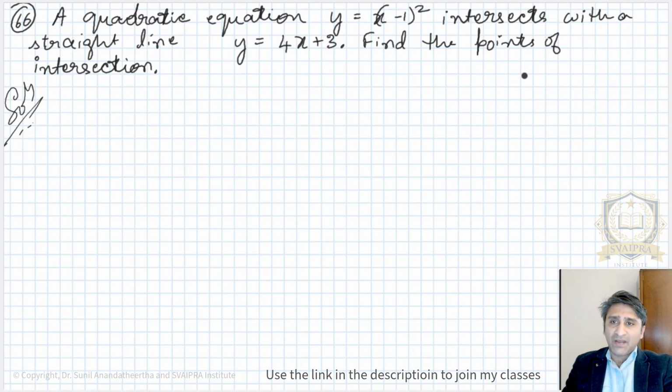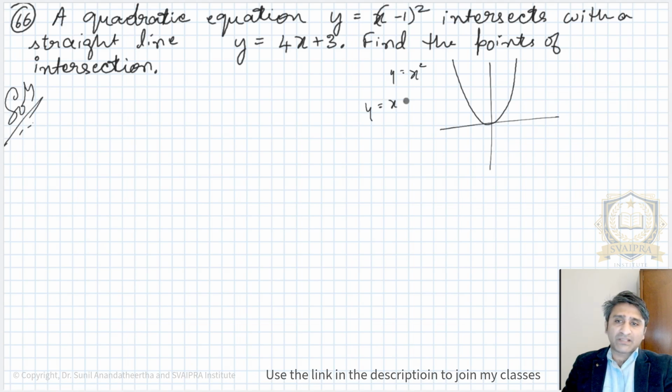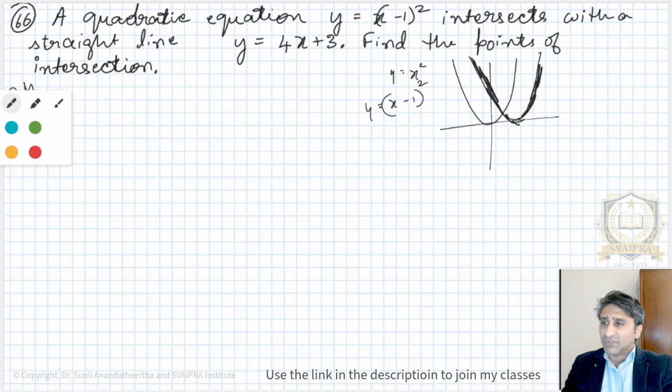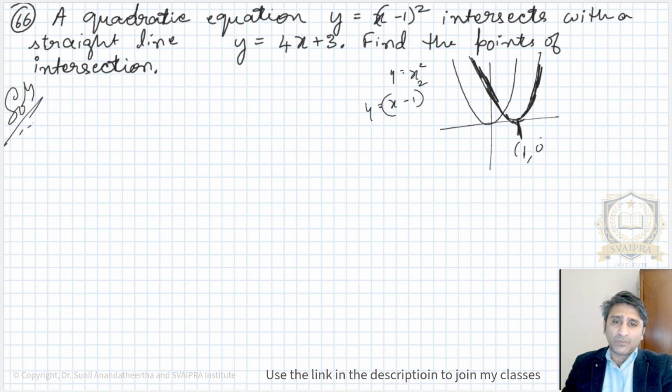So we have y equals x squared, which looks like that, the parabola passing through the origin. So y equals (x minus 1) whole squared is the same parabola shifted to the right by a unit length. That's the parabola we are concerned with. So this point is (1, 0), because it has been moved to the right by 1 without changing the y-axis.